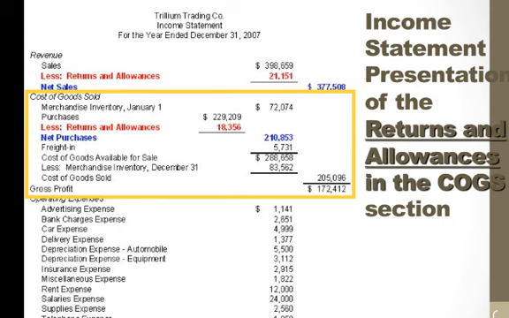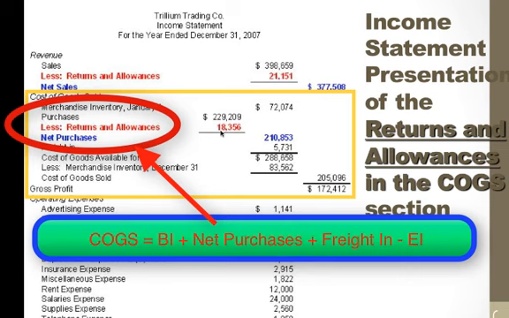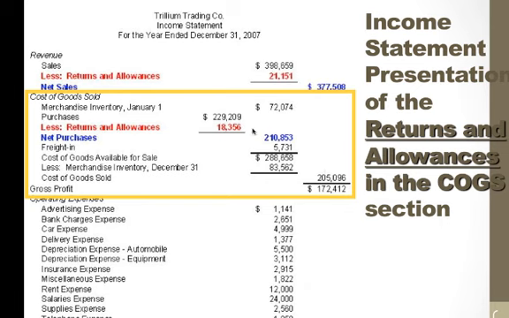Now, in the cost of goods sold section, we've talked about the cost of goods sold formula. Your beginning merchandise plus net purchases, which is your purchases minus your purchase returns and allowances, equals your net purchases. Plus freight in, subtract what you had at the end, is your cost of goods sold. So there's your whole formula here in the cost of goods sold section of your income statement for a periodic inventory system.